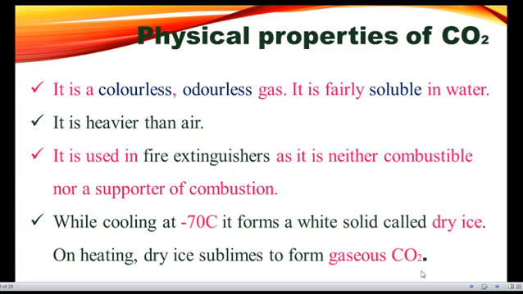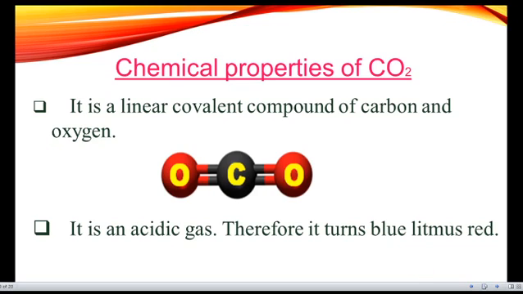And while cooling carbon dioxide gas to nearly minus 70 degrees Celsius, it forms a white solid which is called dry ice. It also sublimes. On heating, it sublimes and produces gaseous carbon dioxide. Okay, children. So these are the physical properties of carbon dioxide. Now let us learn the chemical properties of carbon dioxide.